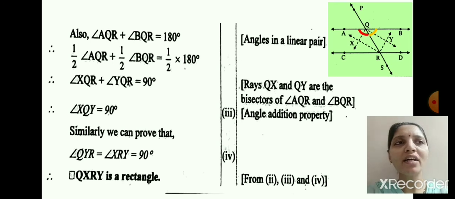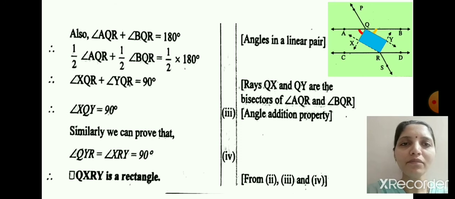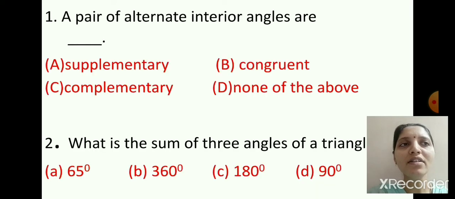If all the angles of this quadrilateral QXRY are of 90 degrees, then we can say that quadrilateral QXRY is a rectangle. From equations 2, 3 and 4, we can say that all the angles of this quadrilateral are of 90 degrees. Therefore, this is a rectangle. Hence, we have proved. I hope you all have understood. This was a very simple sum. Only you have to understand the steps.